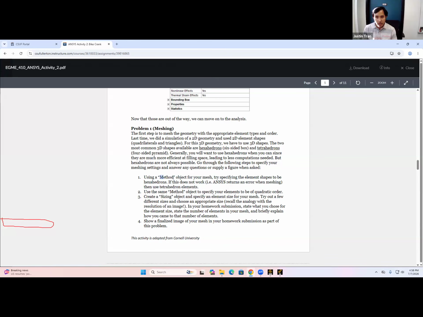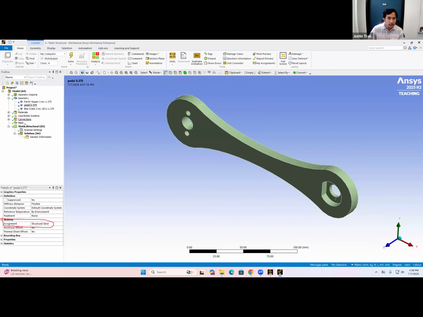Okay, so remember from the method object, you can choose the shape and the order for the element. So we talked about that today. And you can make a sizing object as well, where you can define the size of your mesh elements. So let me go ahead and show you how to make those one more time.